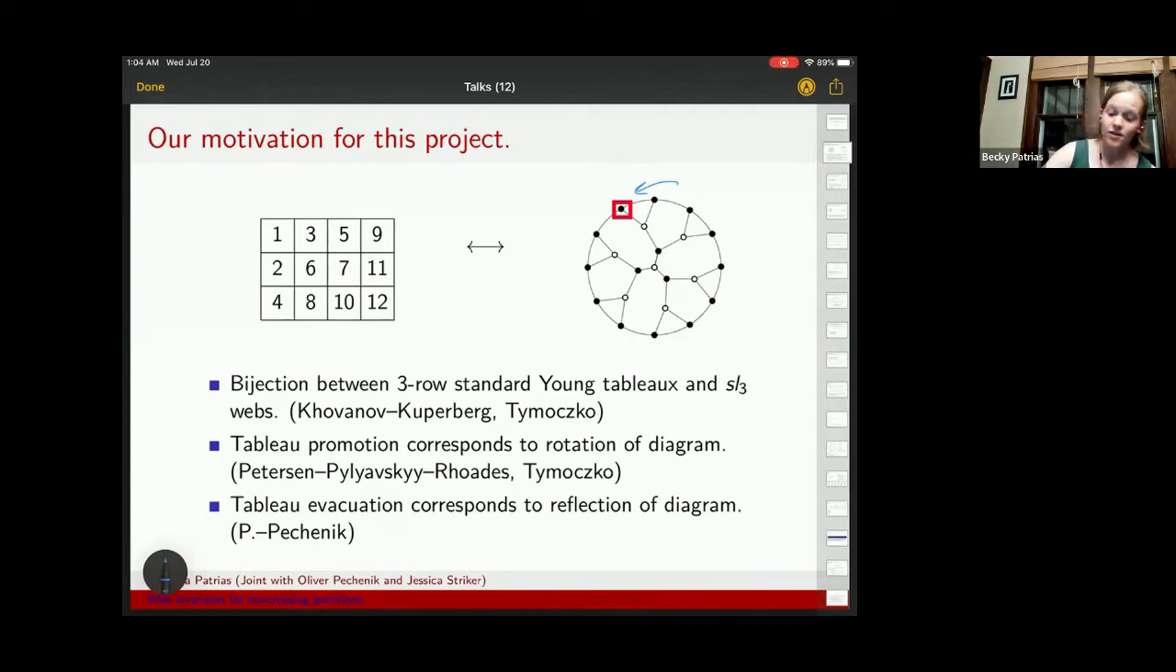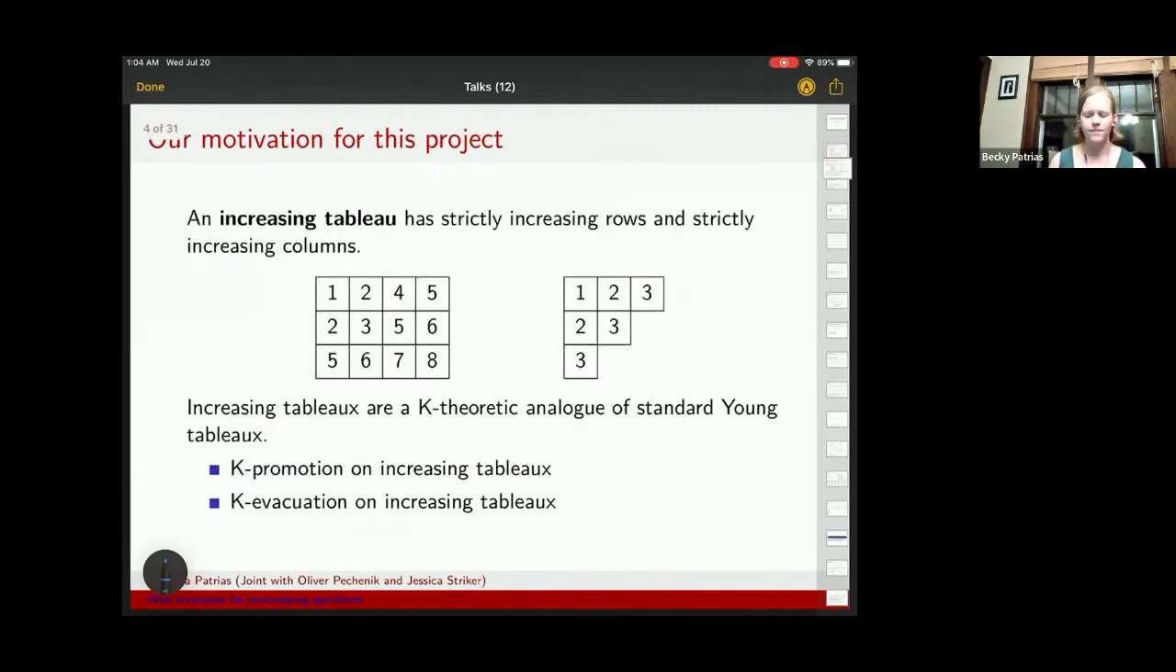So what we want to do is change this object over here. Instead of looking at standard Young tableaux, we want to look at increasing tableaux. An increasing tableau is strictly increasing in rows and columns. We have 2 examples here on this slide. These are a K-theoretic analog of standard Young tableaux. They show up when we're looking at K-theory of the Grassmannian as opposed to cohomology of the Grassmannian. We have a lot of the same combinatorics.